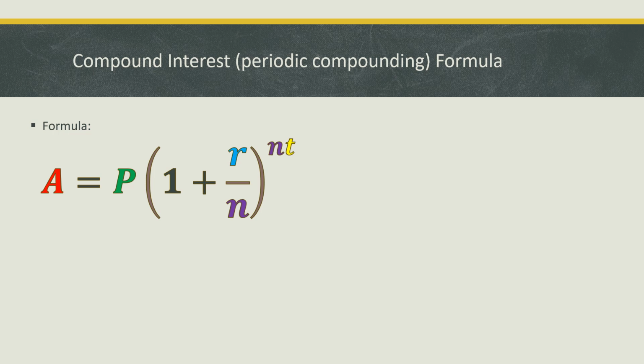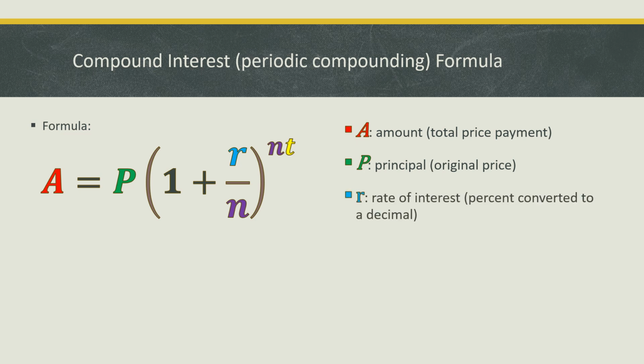Initially, for your simple interest, you have I on one side of the equation instead of A. But the A is actually just meaning the total amount that you're going to be paying. So that's the amount including your original price and the interest that's accrued over the years. Your P still stands for your principal, or your original price. Your R is still your rate of interest, which is the percentage that's converted to a decimal.